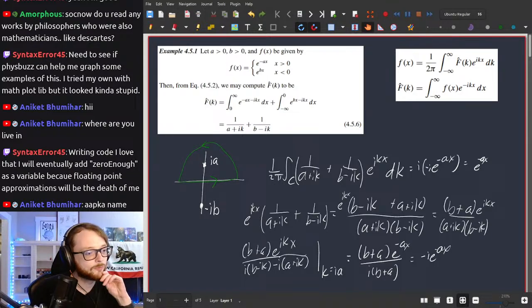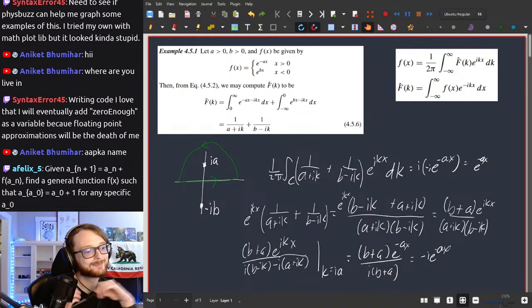I don't know what that means. Writing code, I love that I will eventually add 0 enough as a variable. Oh, yeah. Yeah, it's always an annoying thing. You have to put that error tolerance in there. Yeah, Felix, I saw you post that question in Zach's Discord. I don't know how you solve a problem like that. I'm sorry. I don't even know where you start.